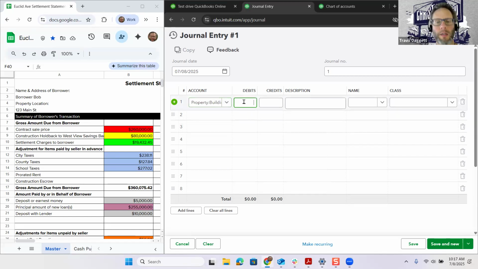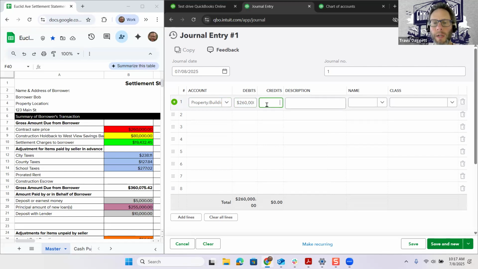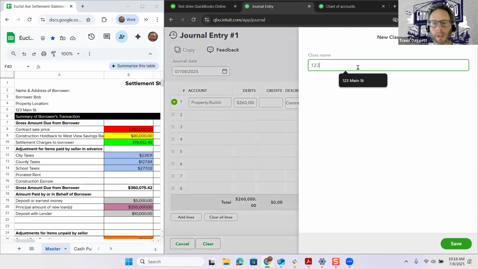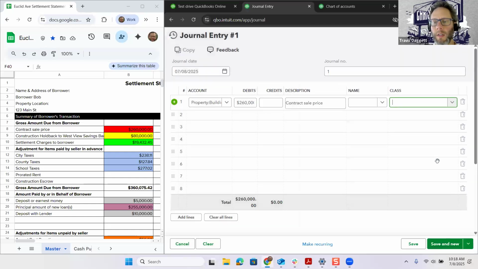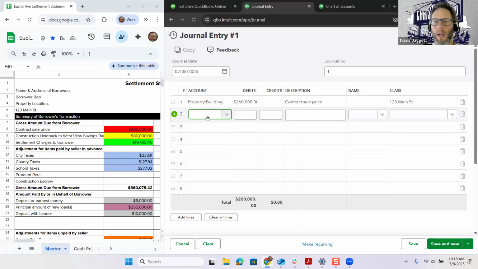Okay, and assets have a normal debit balance. We're debiting. And this is the contract sale price. Class. Haven't added those yet. There's our class, it's the address. And everything will, or most everything will have a class associated with it. Okay, so we have this booked.